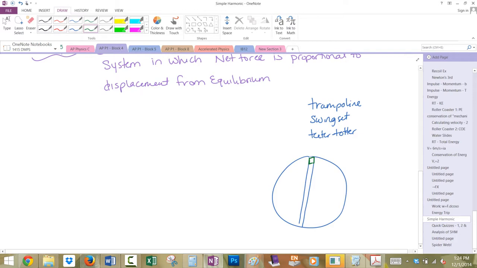Then it gets to where the equilibrium point is right here. But does it stop? No, it still has the velocity. It's going to go through and slow down, right? The force is dependent on the distance, and you have to be able to do this oscillating motion back and forth. So kind of yes, but not quite. Fair enough?